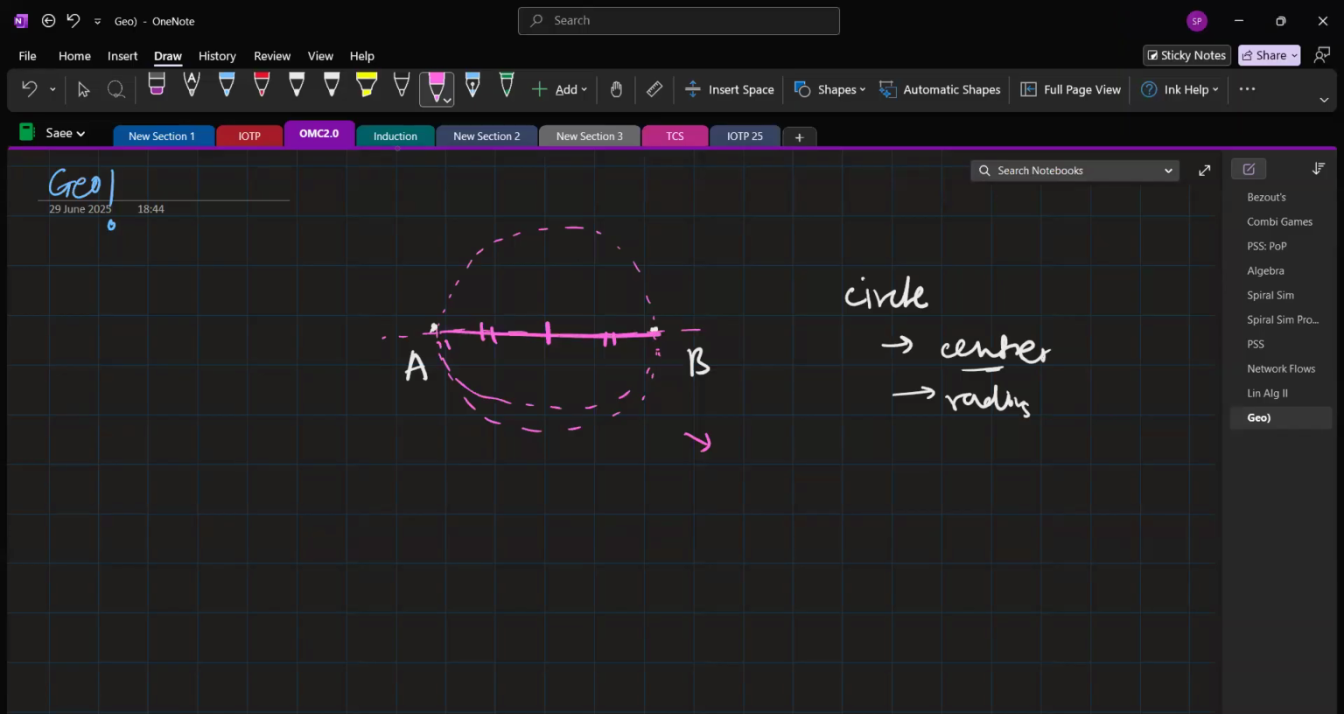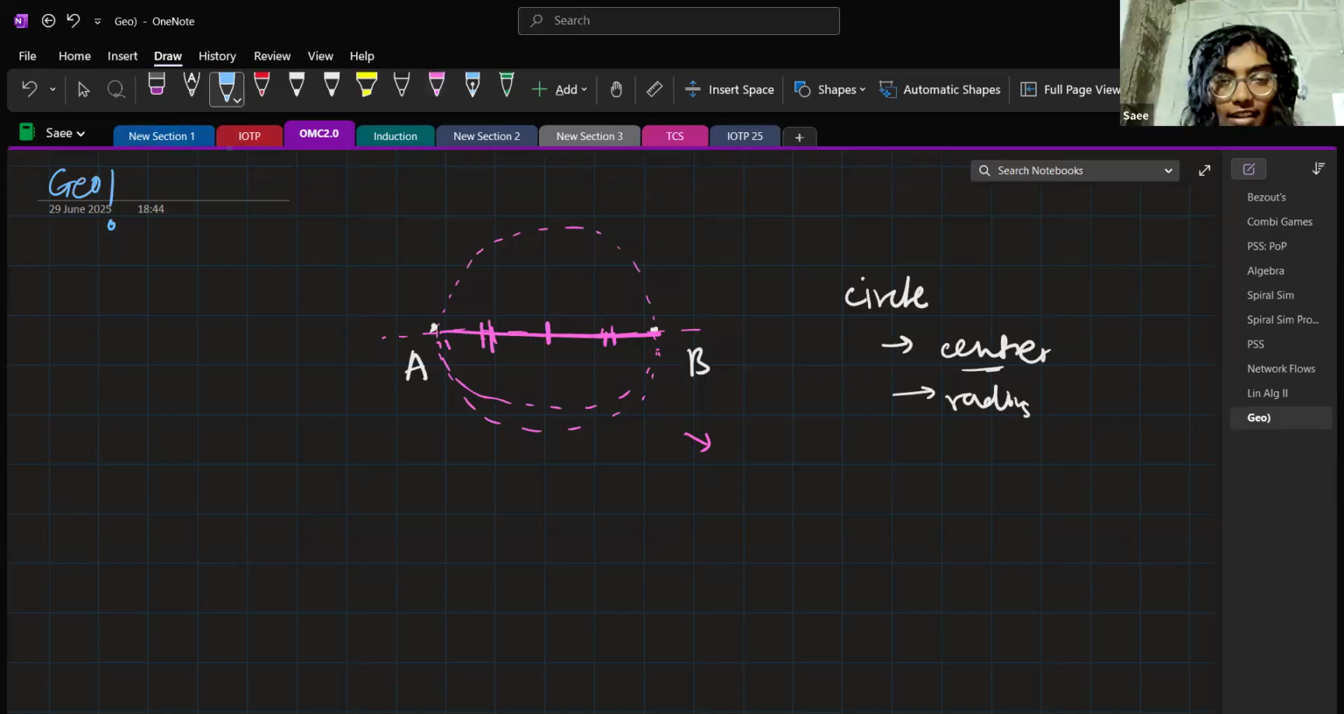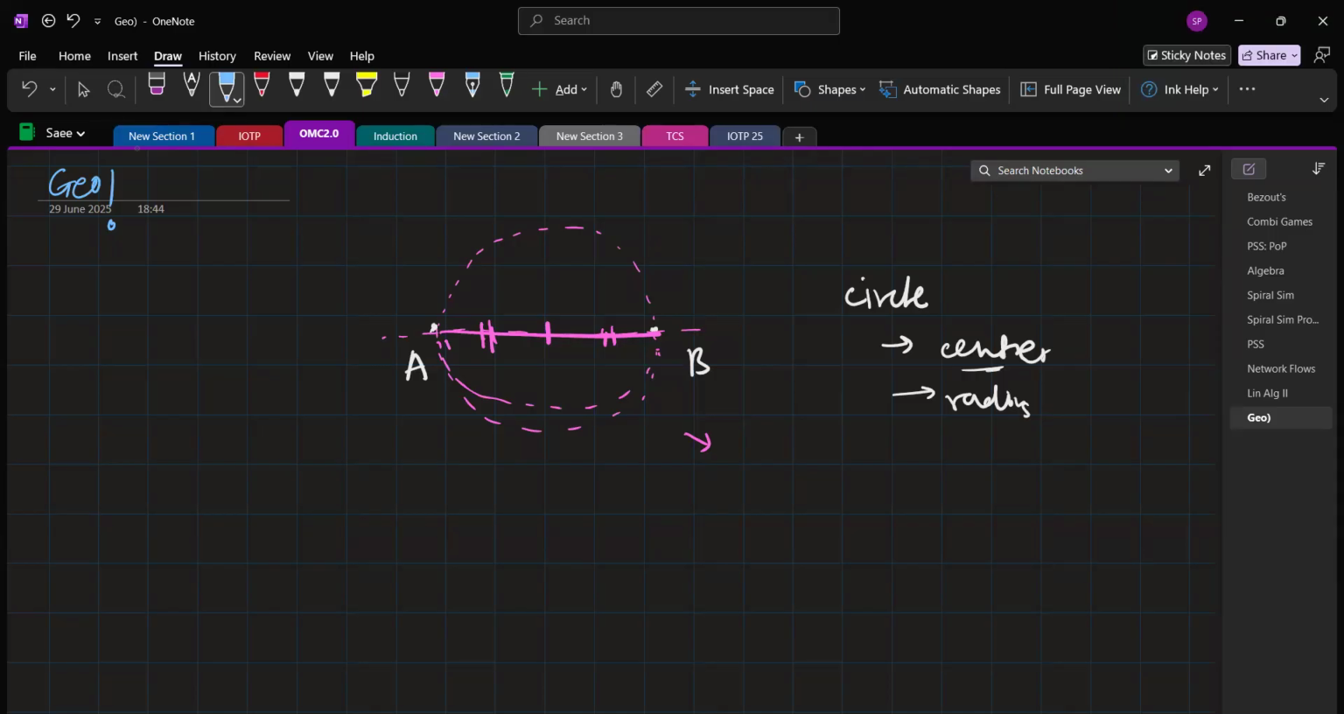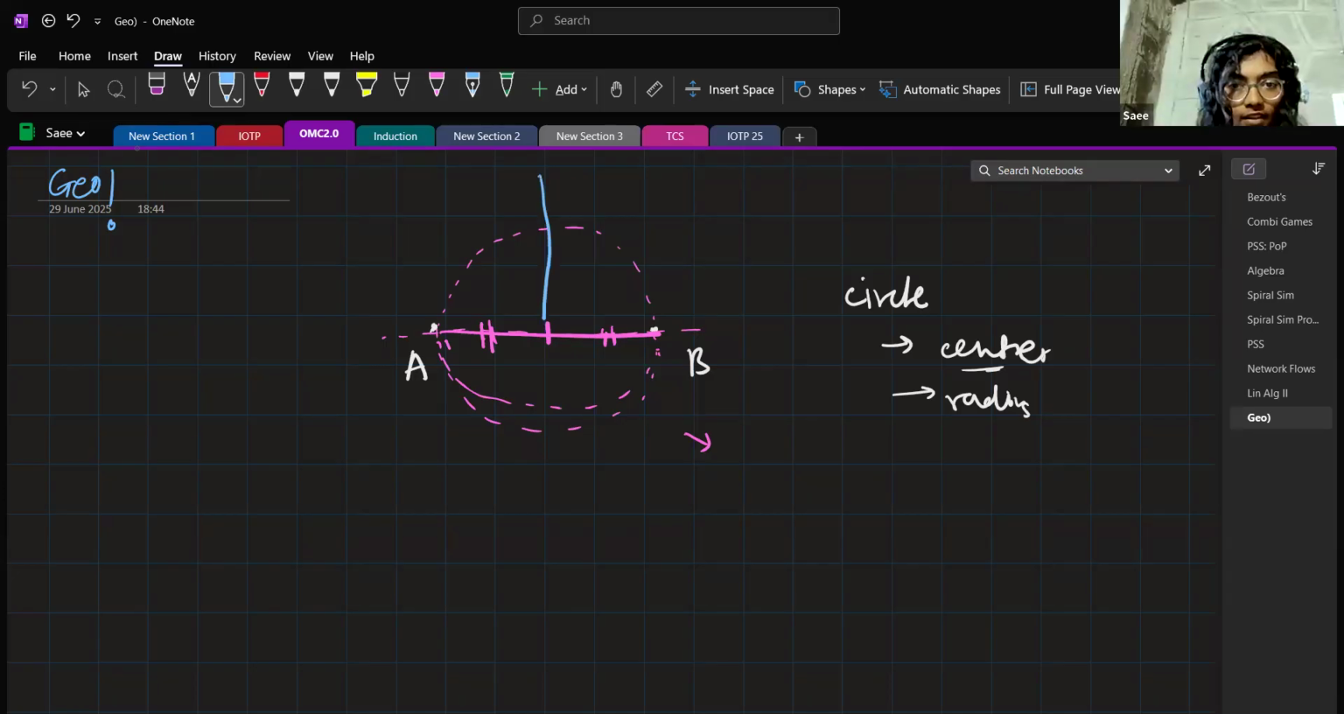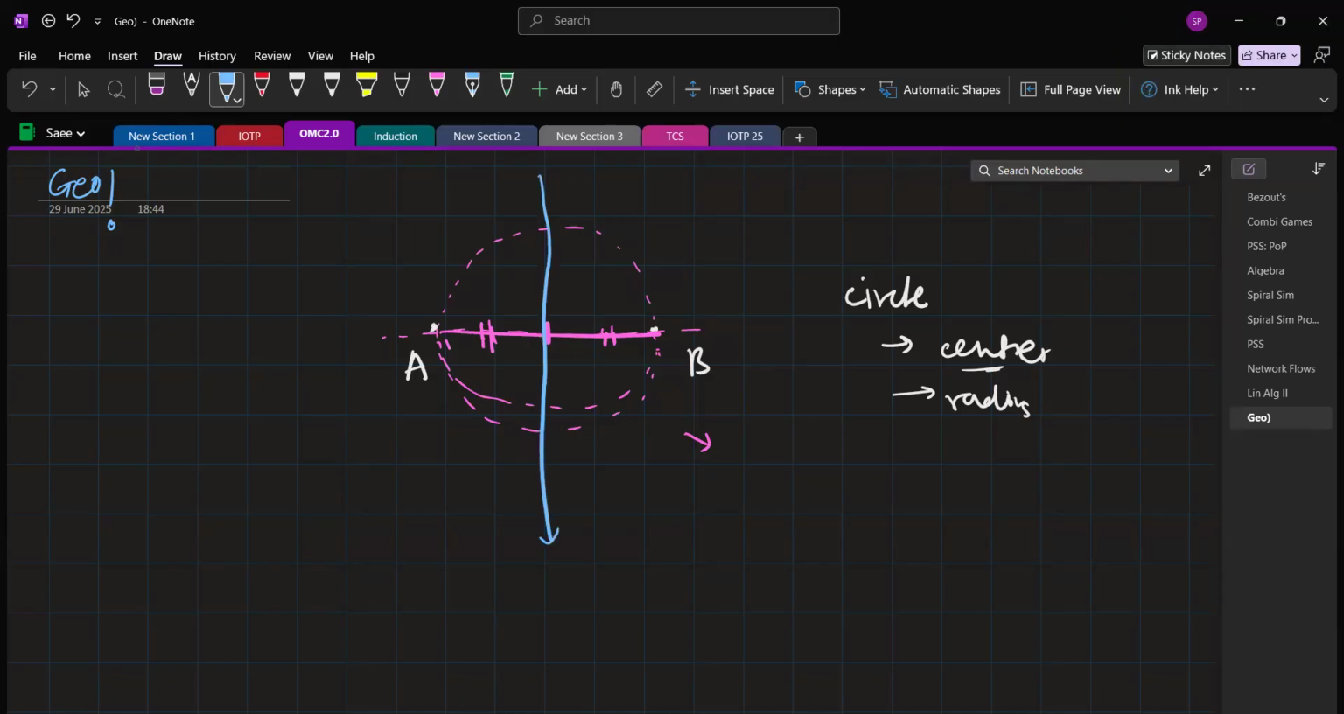No, there are many other circles. Right, and how do we find them? Can we characterize them? We can draw the perpendicular bisector and any point on that, if you consider it as a center, then you can draw a circle.